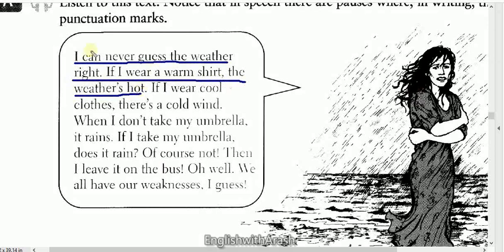So, if I read it like, I can never guess the weather right. If I wear a warm shirt, the weather's hot. So, it was really hard to understand. Yes, let me read that wrong again. I can never guess the weather right. If I wear a warm shirt, the weather's hot.